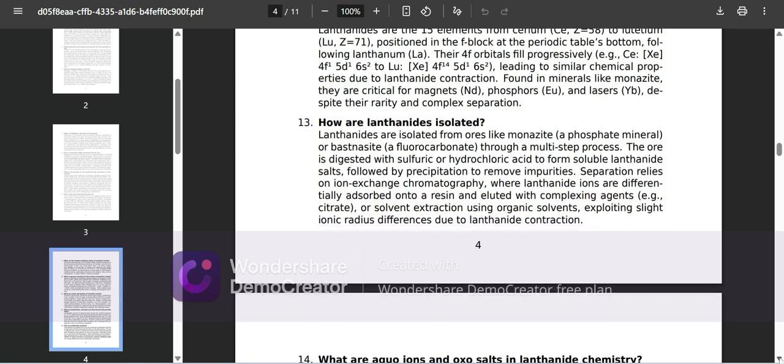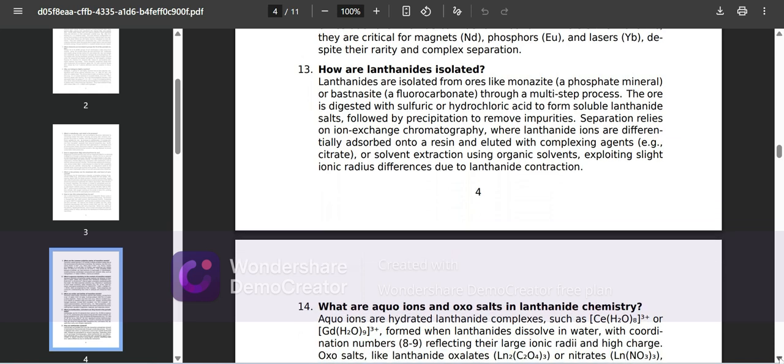How are lanthanides isolated? Lanthanides are isolated from ores like monazite, a phosphate mineral, or bastnasite, a fluorocarbonate, through a multi-step process. The ore is digested with sulfuric or hydrochloric acid to form soluble lanthanide salts, followed by precipitation to remove impurities.